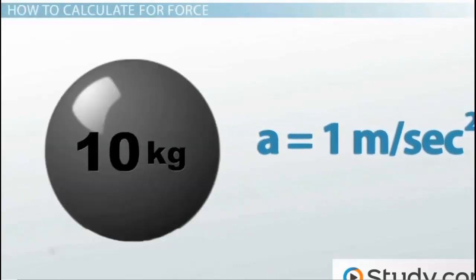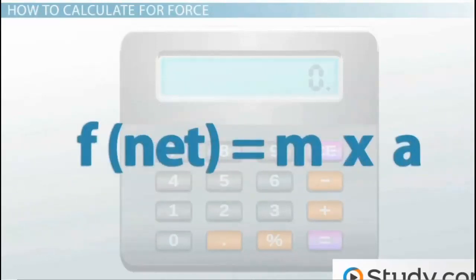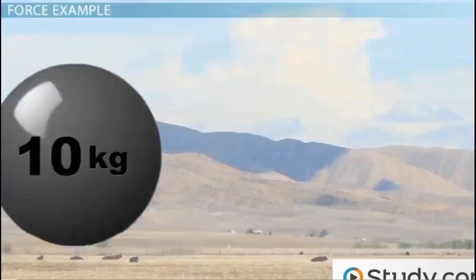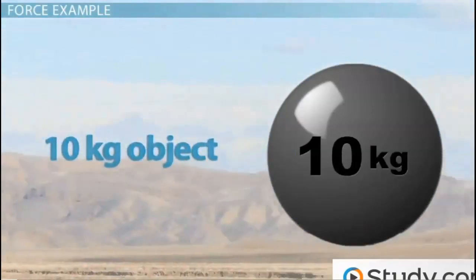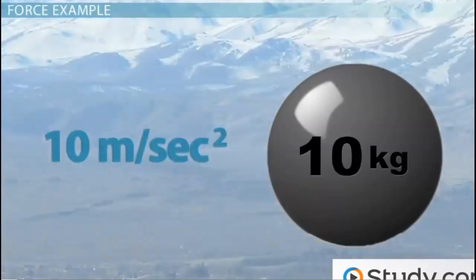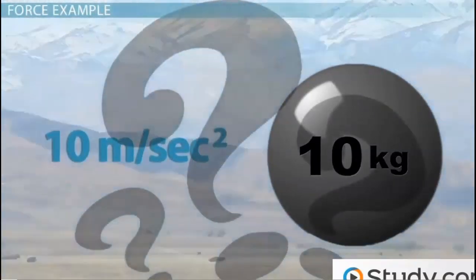If we know the mass and acceleration of an object, we can calculate for force. We'll simply rearrange the equation to solve for force. So, as you see on the screen, the net force is equal to mass times acceleration. Let's look at an example. Consider again our 10 kilogram object, now moving to the west with an acceleration of 10 meters per second squared. What is the net force acting on this object?